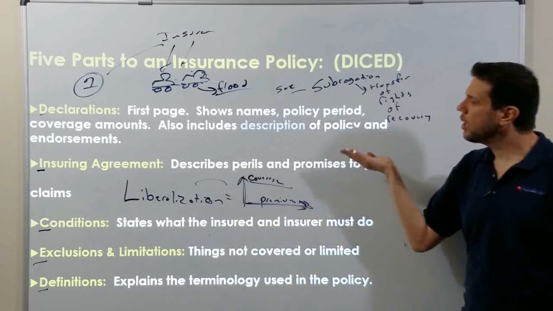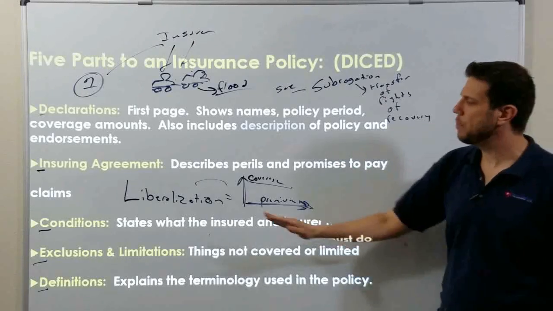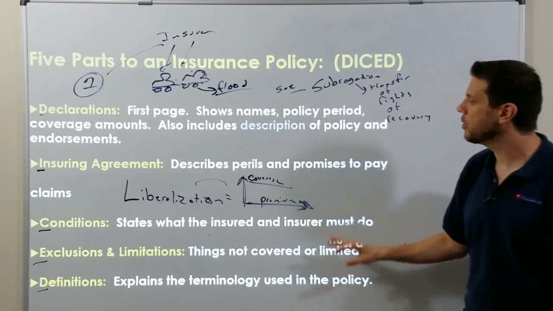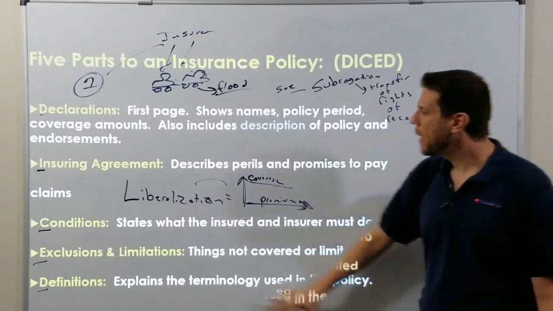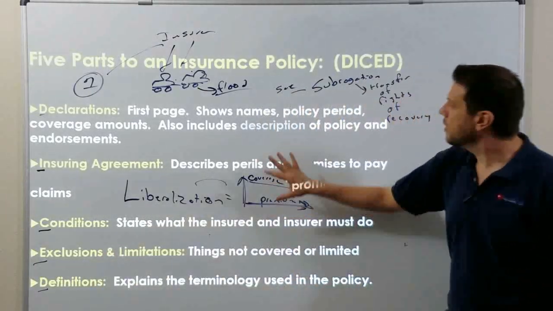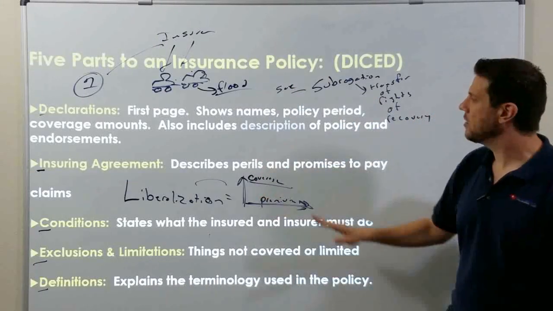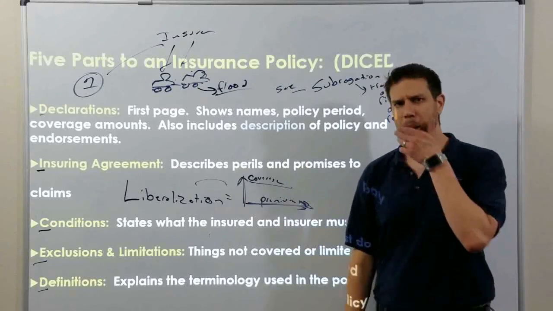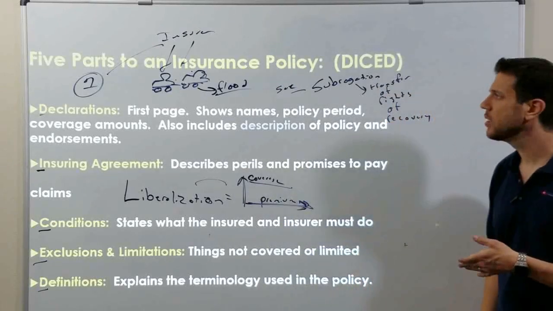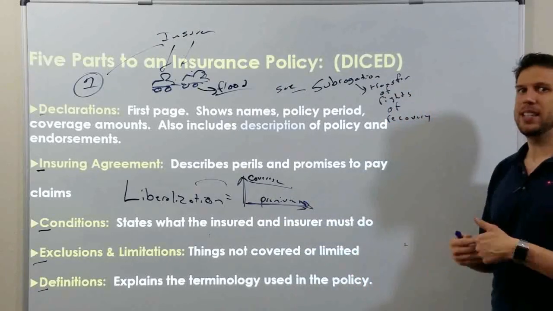Limitations are things that are covered, but up to a limit. So like business personal property was $2,500. Jewelry was up to $1,500. And then the definitions clarify the terminology used in a policy. It's where it defines what these words mean. So let's ask you some test questions. We'll start off easy, then we'll get difficult.